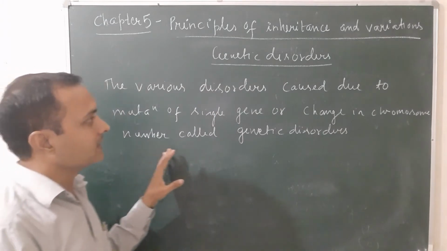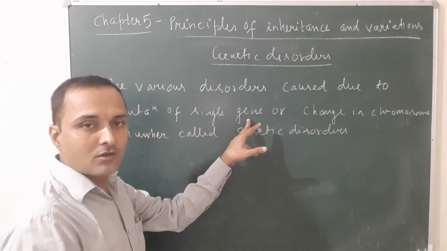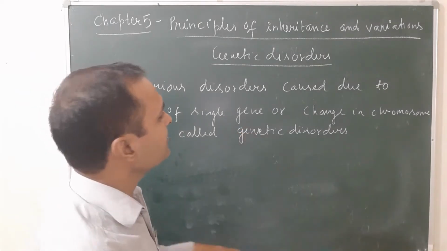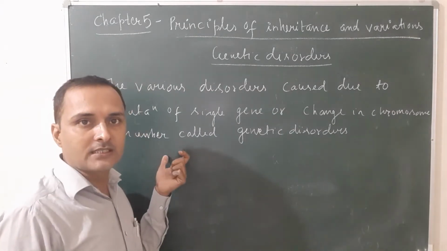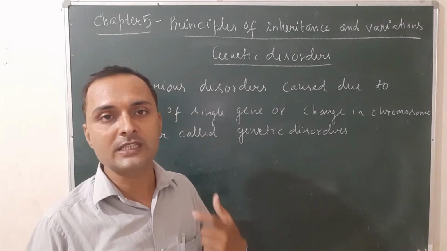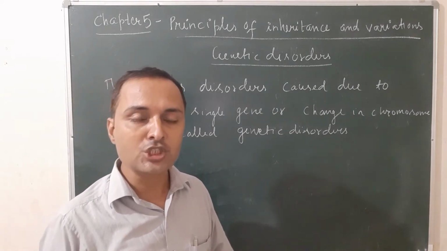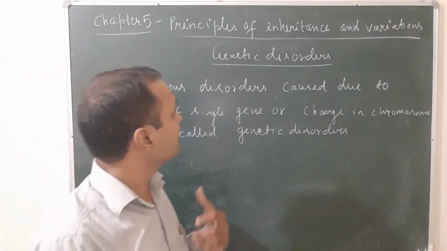The various disorders which are caused due to mutation of a single gene on a chromosome or a change in chromosome number are known as genetic disorders. And when it occurs in humans, it is known as human genetic disorders. So in your syllabus, human genetic disorders is there. So once again, what is genetic disorders?